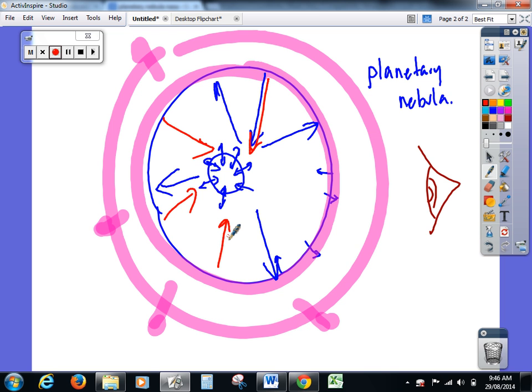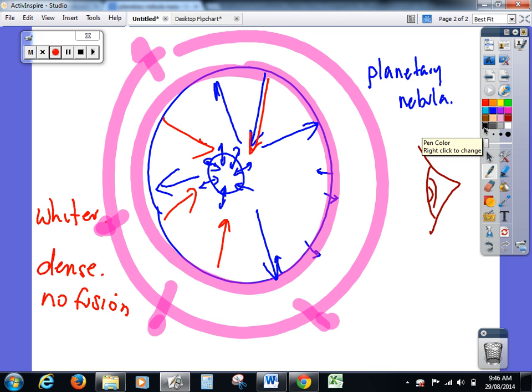As it squeezes in, it becomes much hotter because all that mass is now much more dense, so it becomes a very dense star. There is no fusion, and as it becomes hotter, it becomes whiter. There is no fusion, so it's not going to be pushed out again. This describes what name of the star? A white dwarf.